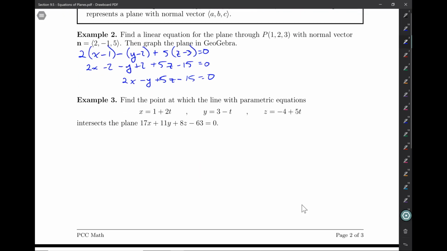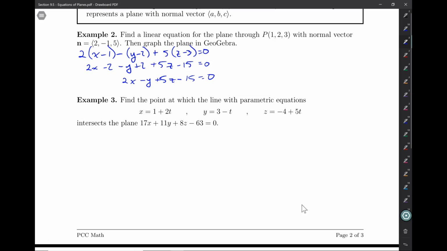Let's actually combine information about these planes with some stuff that we've actually dealt with before, with lines. Turns out if we have a line and we graph that line and that line is not in the plane, then the line will intersect the plane, if it intersects it, in a single point. So that's what this example has to deal with. Let's find the point at which the line, with parametric equations given here, intersects the plane 17x plus 11y plus 8z minus 63 is equal to 0.